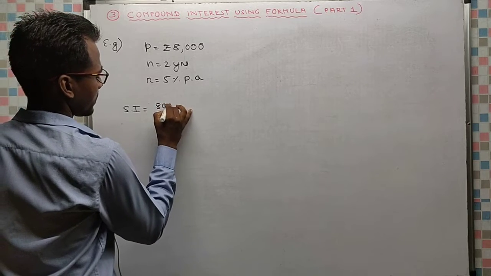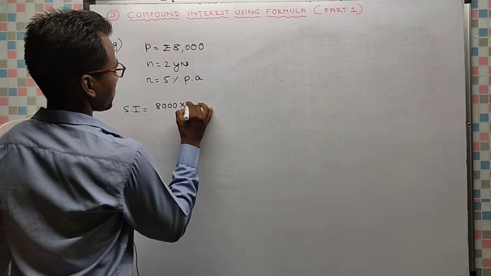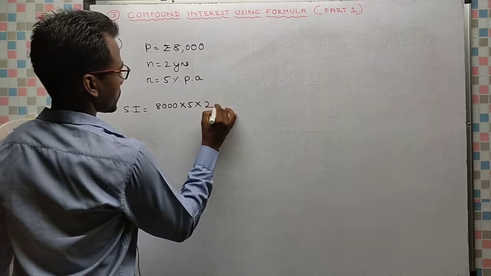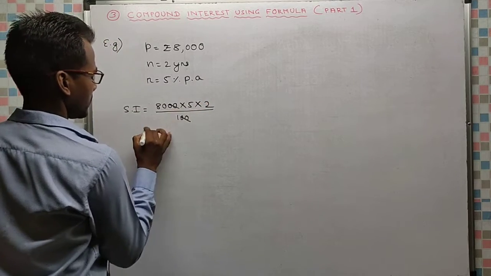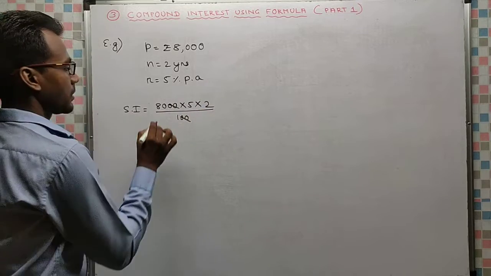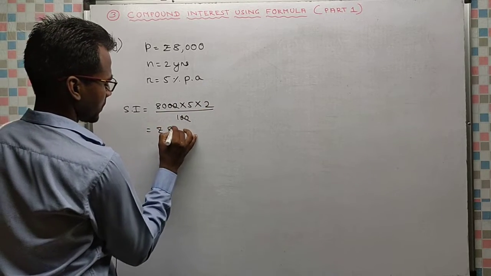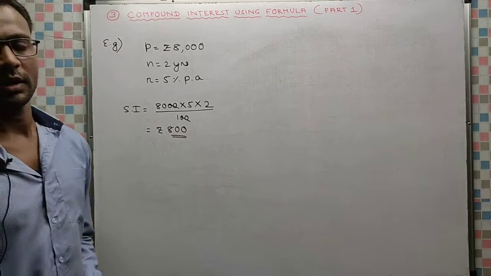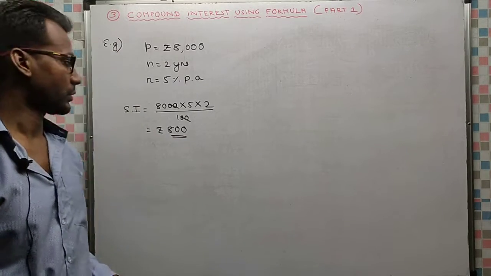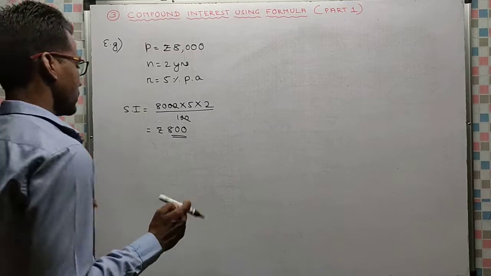Principal is 8,000. Rate is 5%. Time is 2 years. By 100. 5 into 2 is 10. So 80 into 10 is rupees 800. We got simple interest is equal to rupees 800. Now let us go for compound interest.